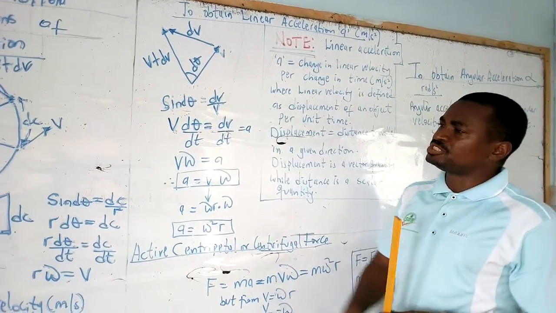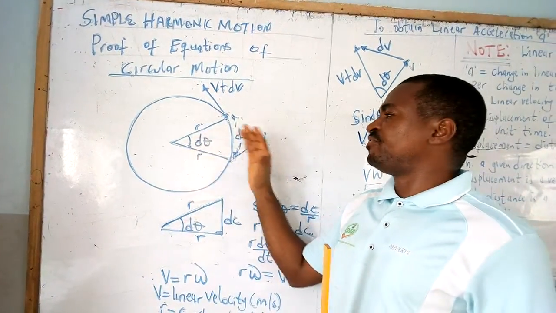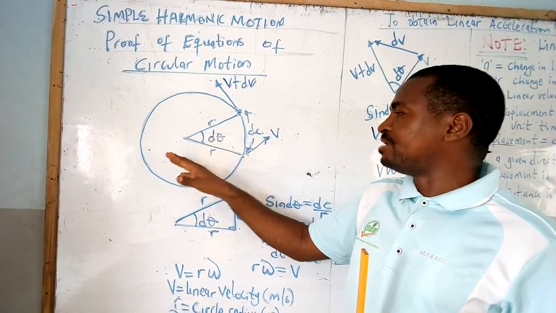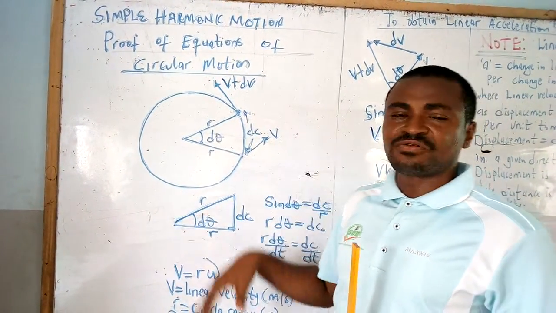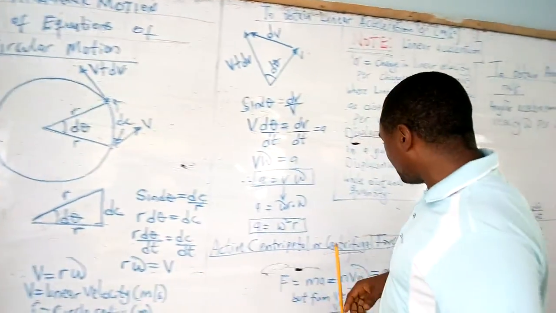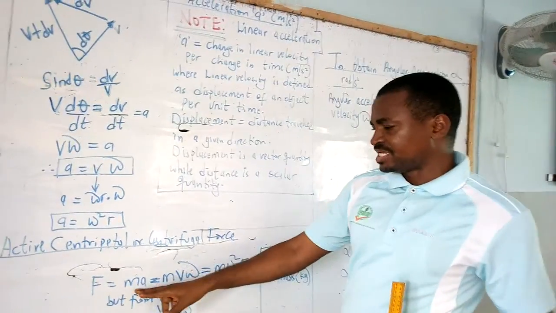Now, as the body is moving around this circle, there are two sets of forces acting. The force that is trying to make the body move towards the center of the circle is known as the centripetal force. And the force trying to take the body away from the center of the circle is called the centrifugal force. For either of the forces, we know from Newton's law that force is mass times acceleration.